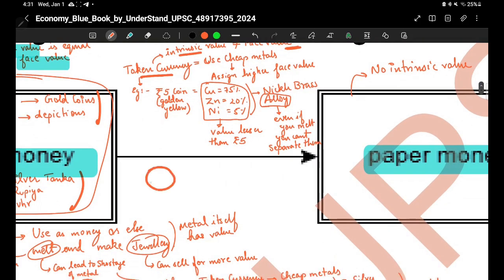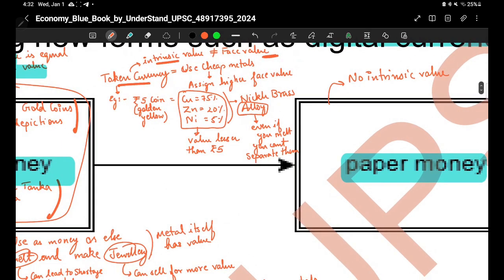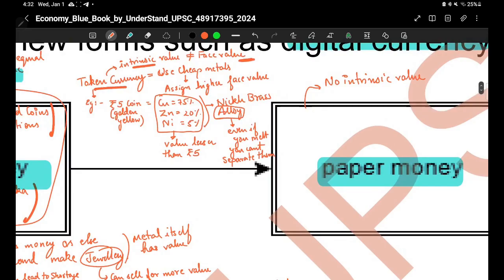Let's say this is a gold coin. I write 5 rupees on that. Okay, but the gold coin's worth is, let's say, 2000 rupees. But what is written on it, 5 rupees, is the face value. So this is the difference between face value and intrinsic value. When intrinsic value is not equal to face value, that is when it is called token currency.